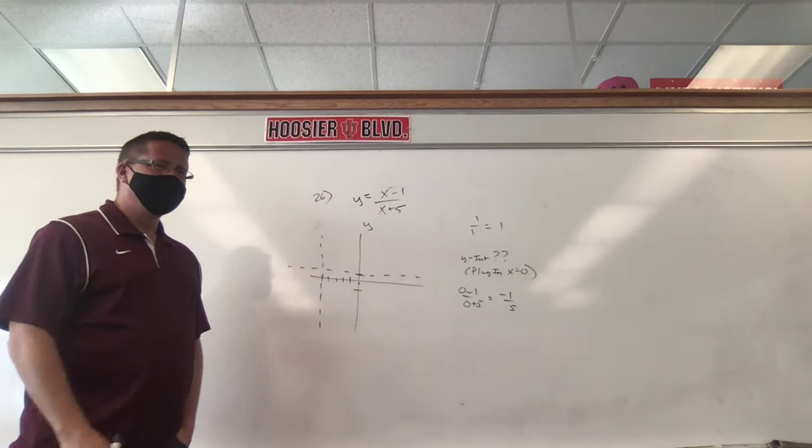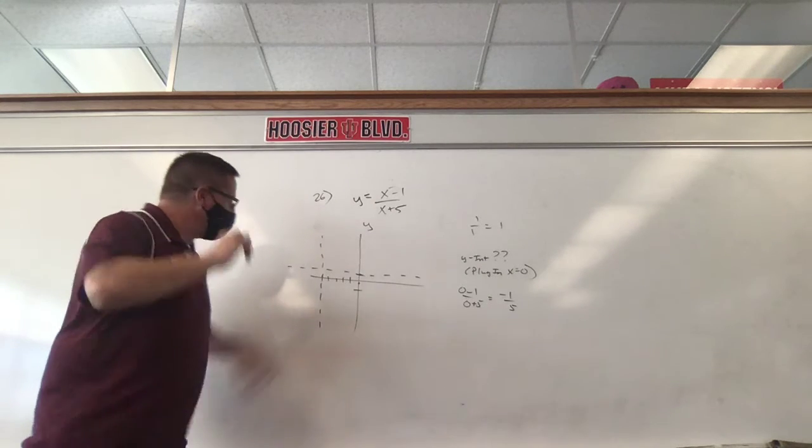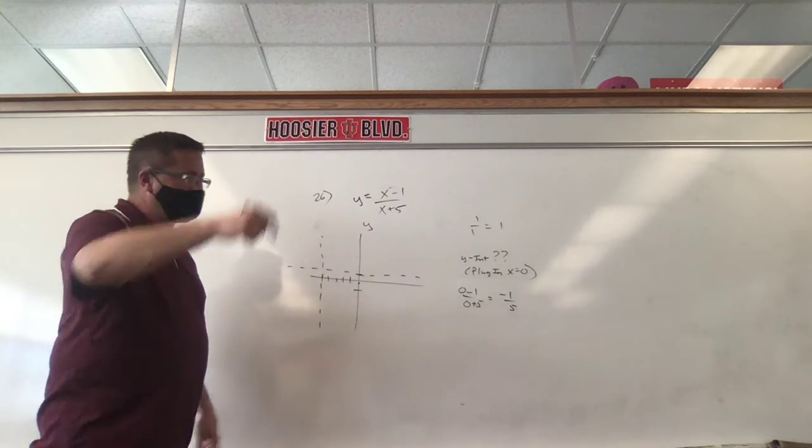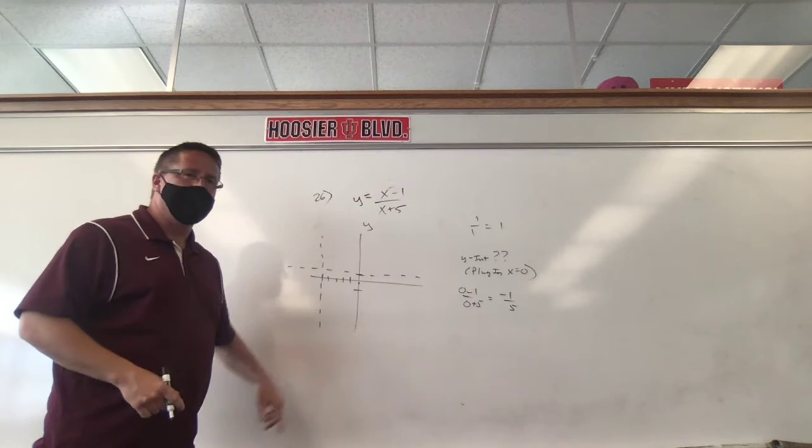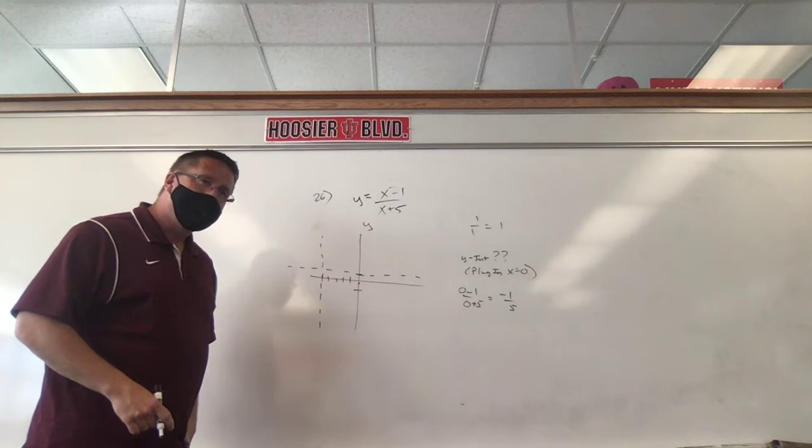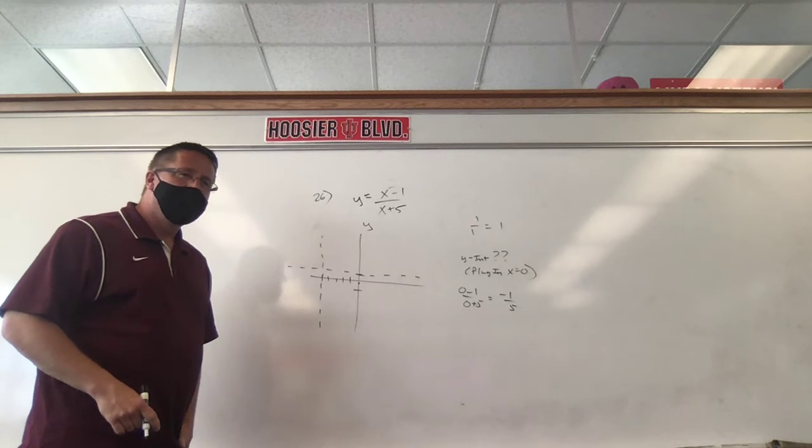No. Okay. The second and third because it's negative. Well, wait, hang on. First and third, that's not an option. First and third or second and fourth? Second and fourth. Why? Because it's negative 1/5. So it's a negative.